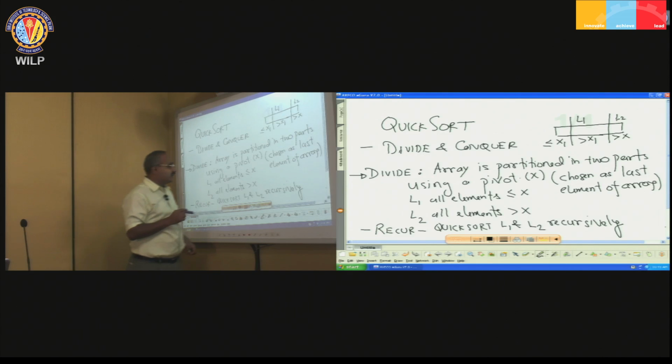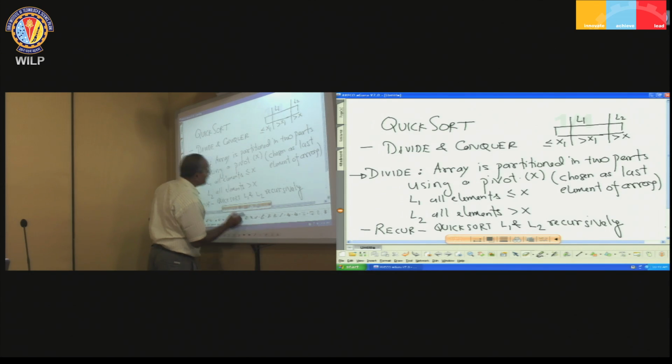Let us try to see what is going to be the complexity of this algorithm and try to compare it with the other algorithms that we have seen up till now.